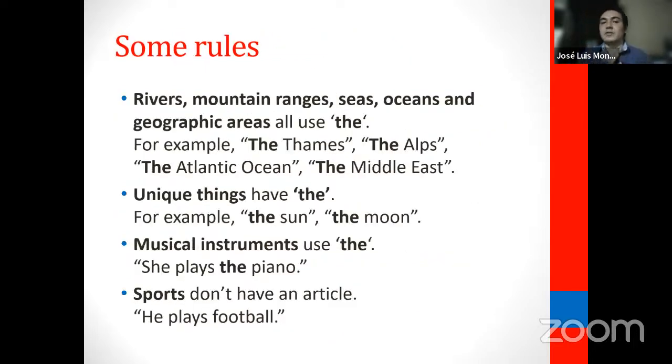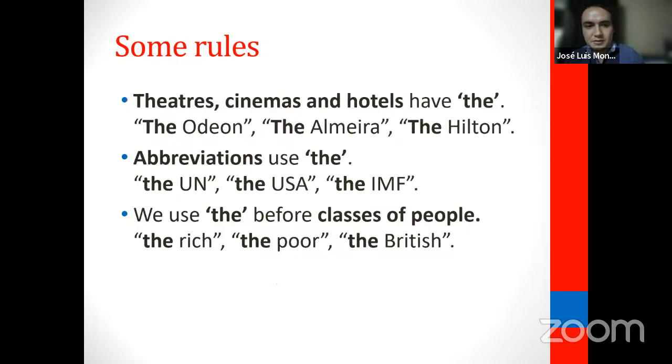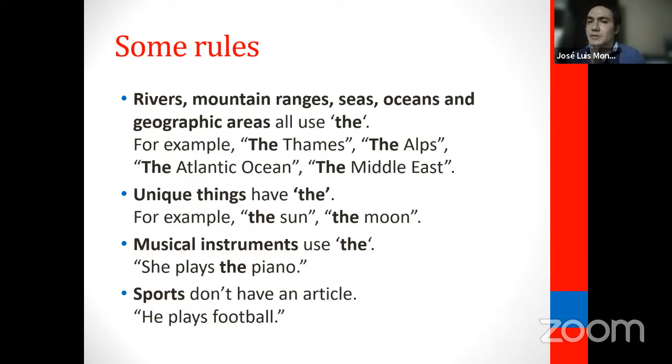Now, this is the part I wanted to see with you. We have some rules to use the. And let me see, these are only two, three. Yes. So let's read these last three slides, please, Matilde. Let's start with these four elements here. Okay. Rivers, mountain ranges, seas, oceans, and geographic areas all use the. For example, the Thames, the Alps, the Atlantic Ocean, the Middle East.